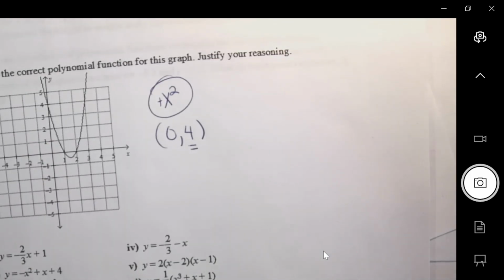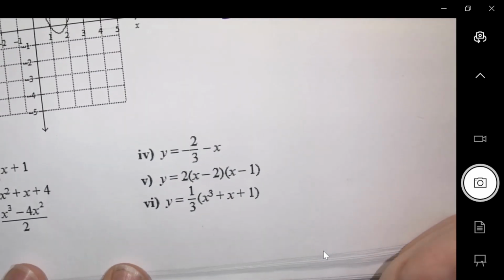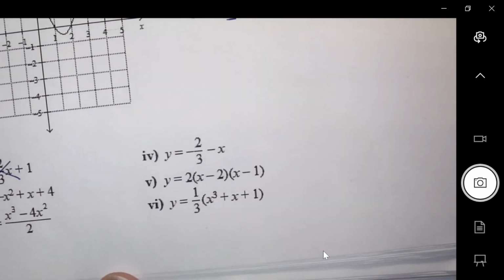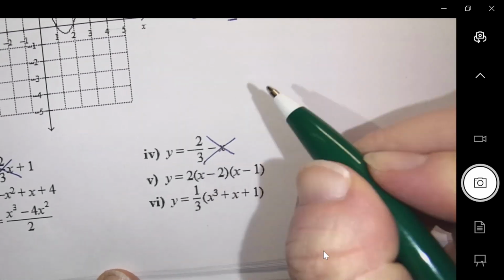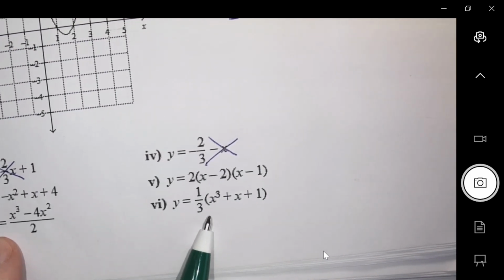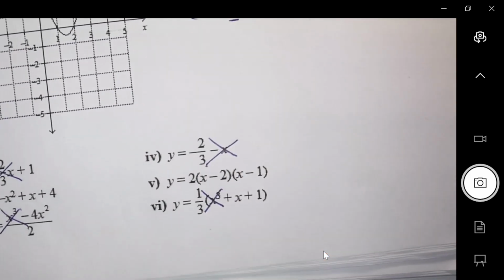Okay, now this is out. It's only an x. This one is out because it's just an x. The bottom 2 are out because they have x cubes in it. So that's a cubic, that's a cubic.